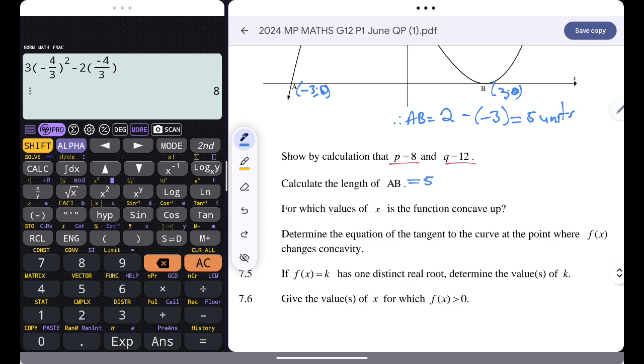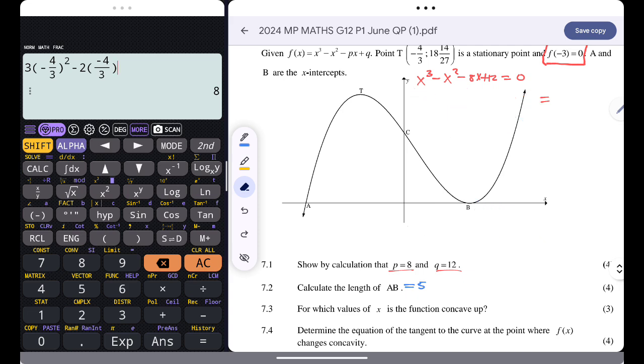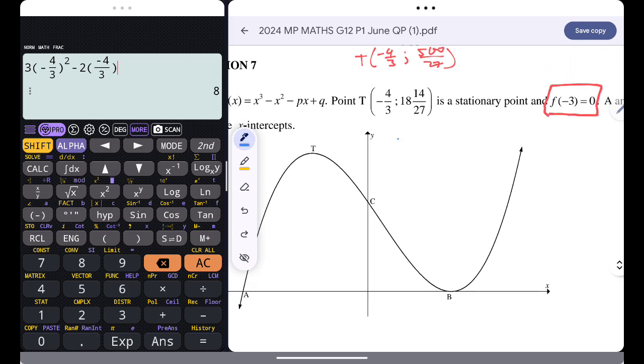Now I must find for which values of x the function is concave up. The function will be concave up if and only if the second derivative is positive, or rather is greater than 0. If the second derivative is greater than 0, okay?